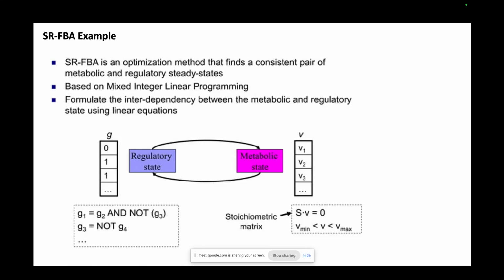On the right hand side, you have the metabolic state, where you have several reactions involved in the whole process. These reactions are given by V1, V2, V3, and you can make the stoichiometric matrix out of this, which is S dot V. S is your stoichiometric matrix, V is your velocity, and at steady state, S dot V is 0, which is a steady state condition. On top of that, you have the regulatory information incorporated as well.